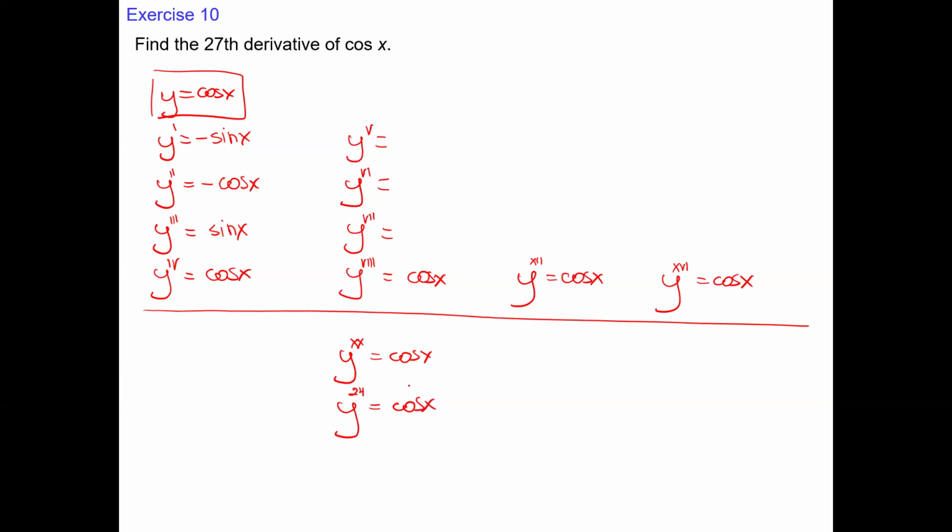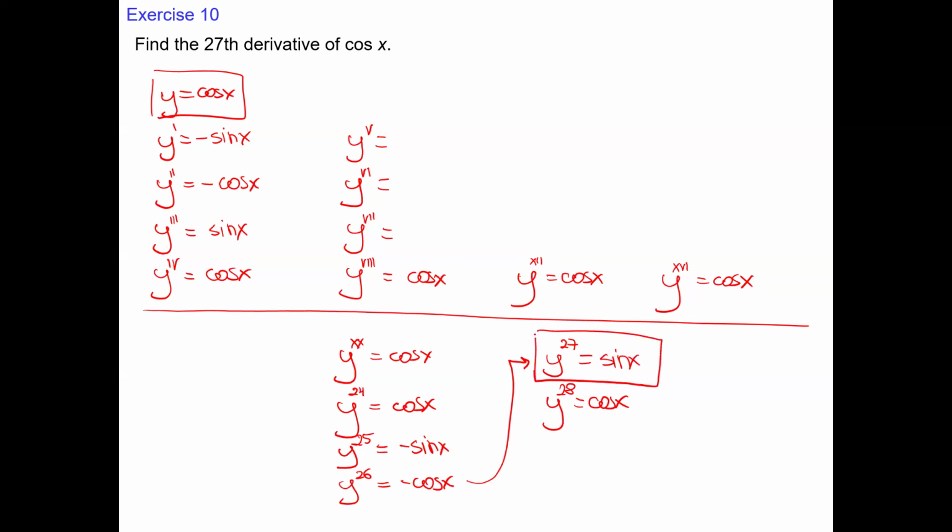And now we need the 27th, because the 25th, 26th, and 27th, and the next, 28, will be cosine of x. But we need the 27th. Okay, 25th: the derivative of cosine is negative sine of x. The derivative of negative sine of x is negative cosine of x, and that's the 26th. The derivative of negative cosine of x is sine of x.